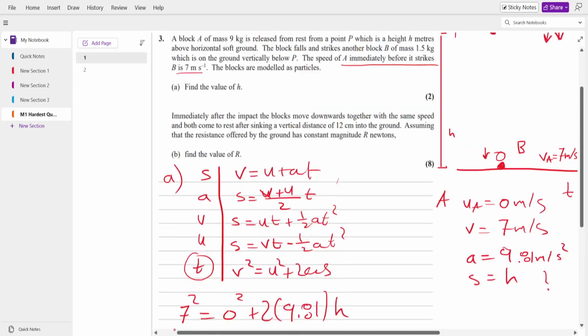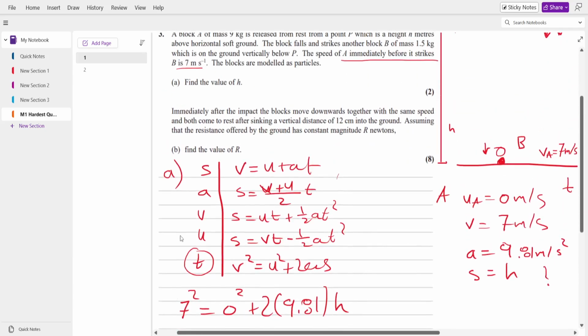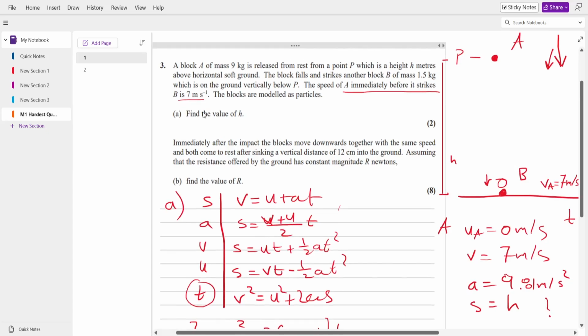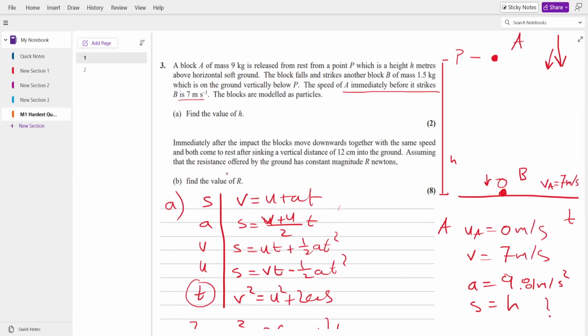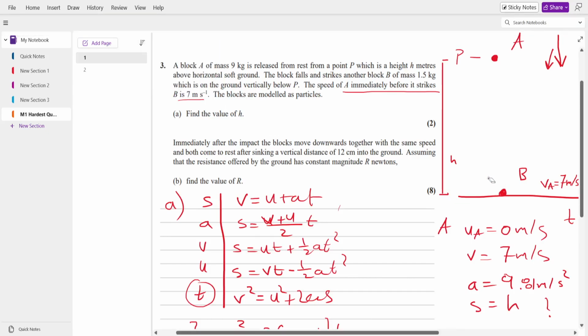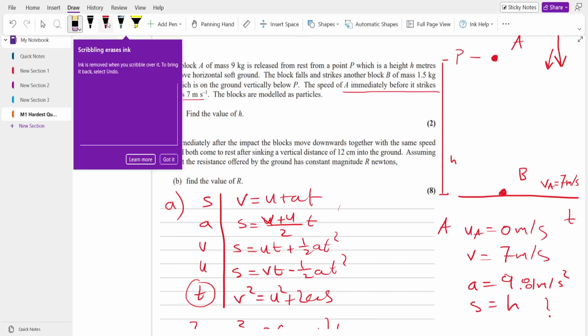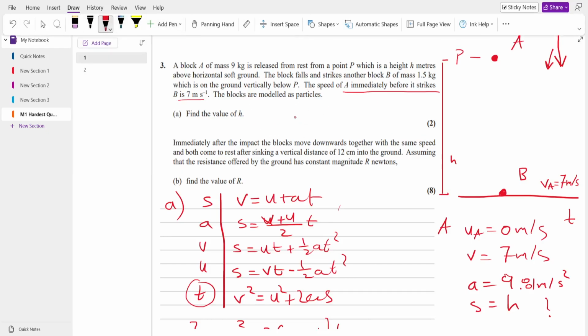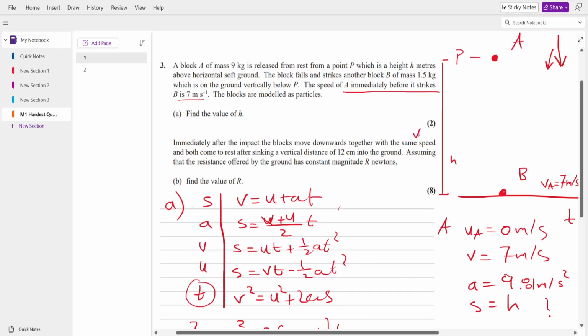So let's now read part B and try to understand. In part B, it says immediately after the impact of the blocks. So now I know that block A struck block B. From this, I get the hint that there must be some sort of momentum change happening, or conservation of momentum. So it says that they move downwards with the same speed. So the blocks join as a single entity and they move with the same speed. Let's call it speed v.